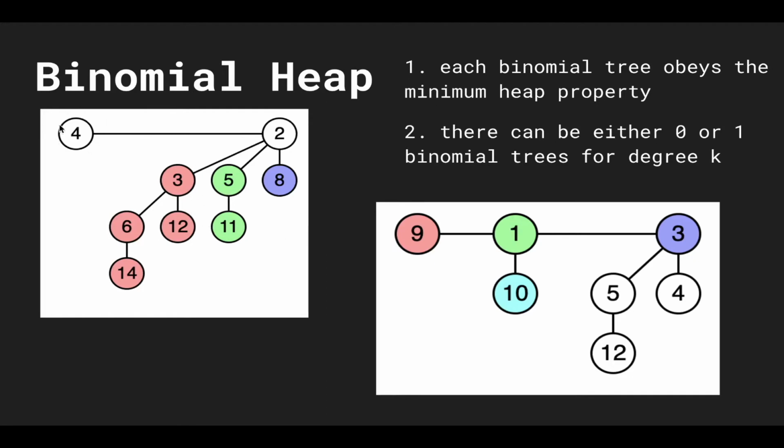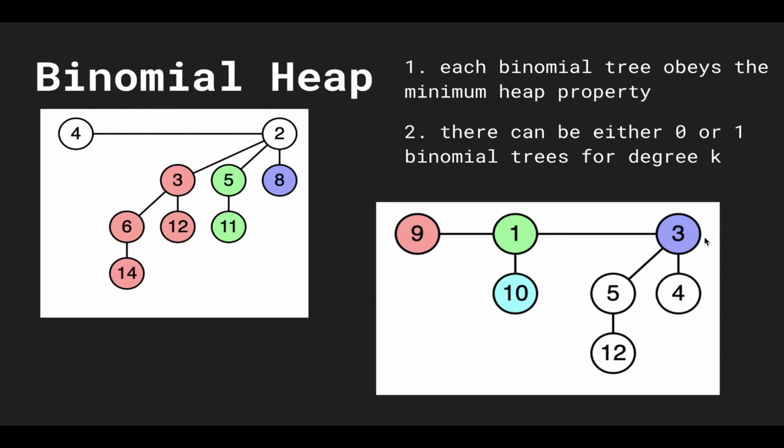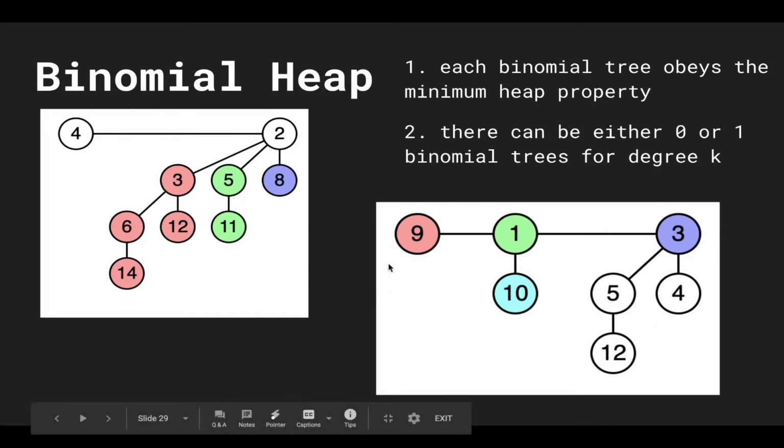So here we have one tree of degree 0 and one tree of degree 3. There's not 2 trees of degree 3 or 2 trees of degree 0. This is a binomial heap as well because each tree obeys the minimum heap priority. So this is a minimum binomial heap. You can also have max binomial heaps. So for this example, we're just doing minimum.